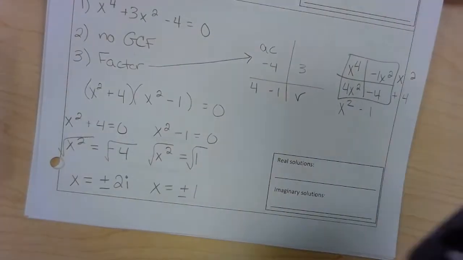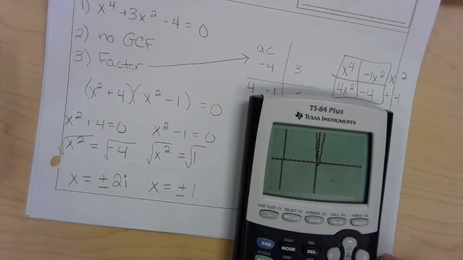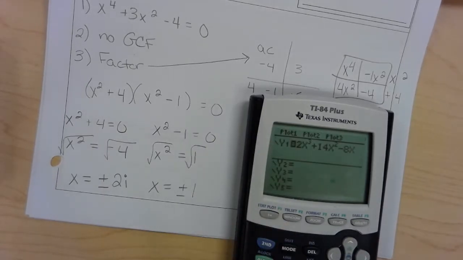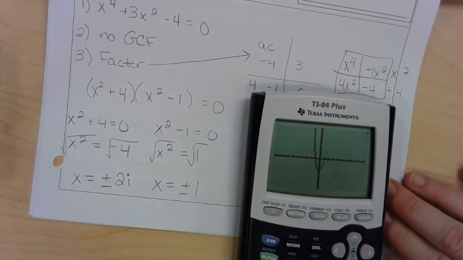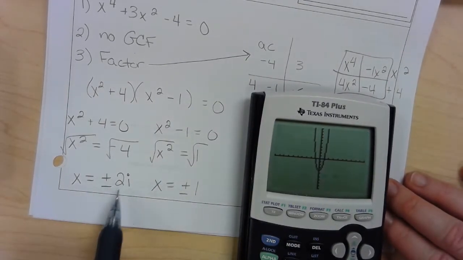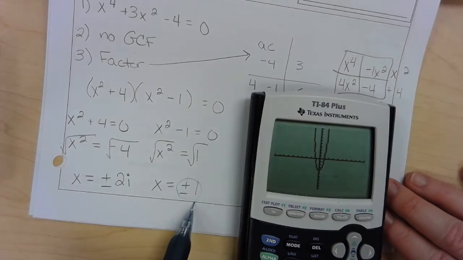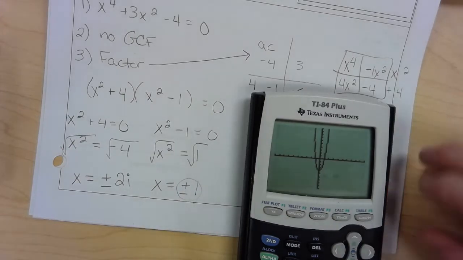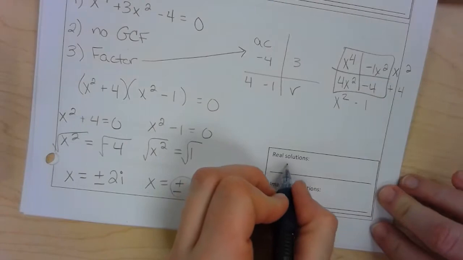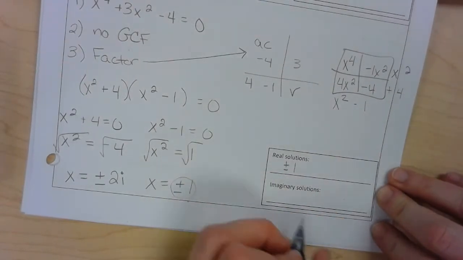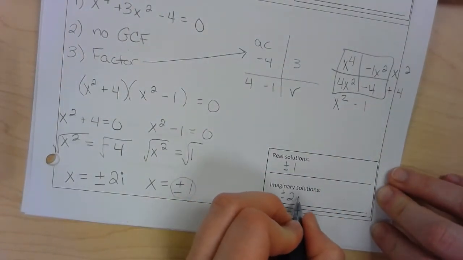No imaginary answers. Now if I put this in my calculator, let's see, what was it? The root x to the 4th plus 3x squared minus 4. When I graph it, I should see that it crosses at positive and -1 because of these answers. And then I should see that these are the only places where it crosses because it's not imaginary. So the real answers are positive and -1, and the imaginary answers are positive and -2i.